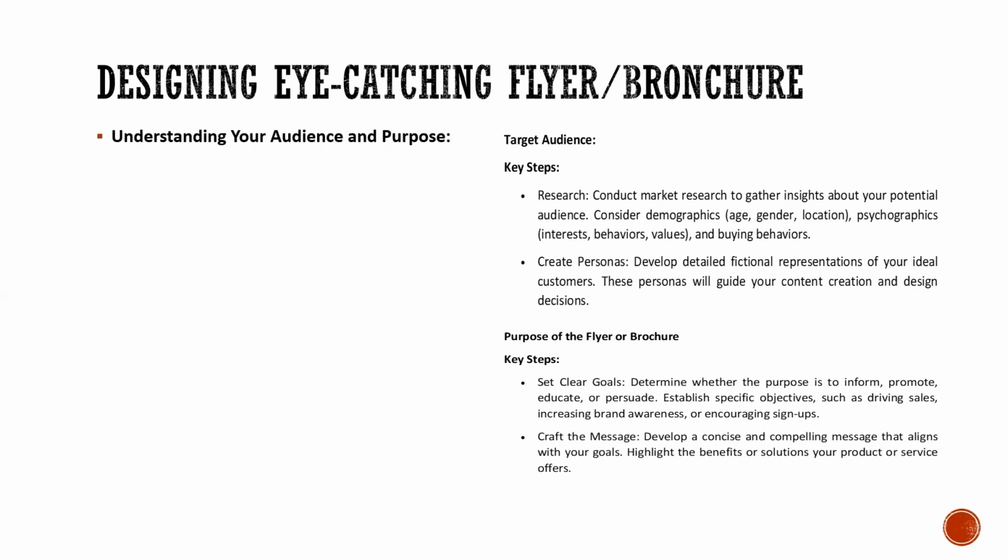The second thing that you need to look at in analyzing your target audience is to create personas. Meaning that you have to develop a detailed fictional representation of your ideal customer. These personas will guide your content creation and design decisions. So after you have isolated who should be the consumers of your product or skill, and you have been able to know their age group, their gender, their locations, their interests, behaviors, and values, and their buying values, you will now create a fictional representation of your ideal customer.